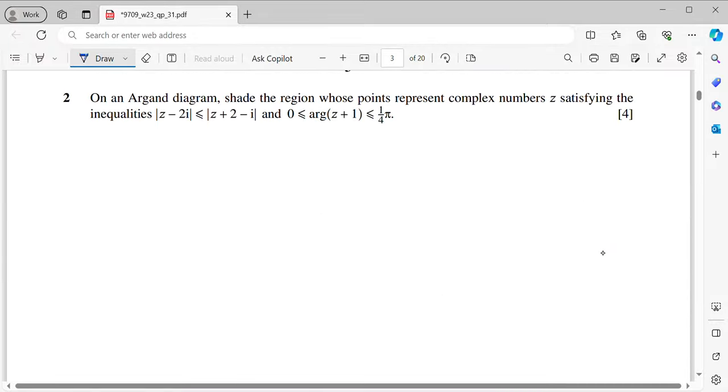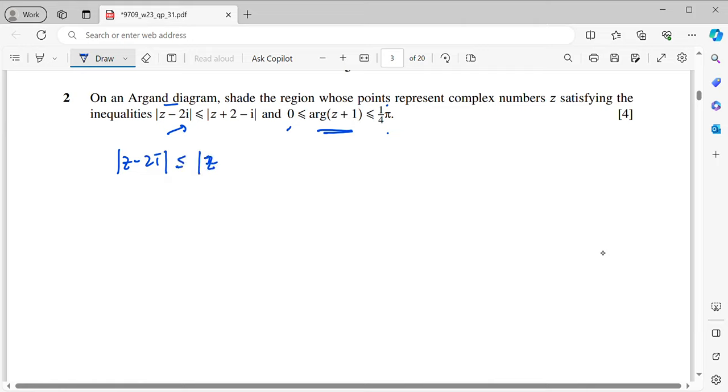Okay, question number 2. On an Argand diagram, shade the region whose points represent the complex numbers z, satisfying the inequalities modulus of z minus 2i less than or equal to modulus of z plus 2 minus i, and the argument of z plus 1 is between 0 and pi over 4. So first of all, I need to get the points.